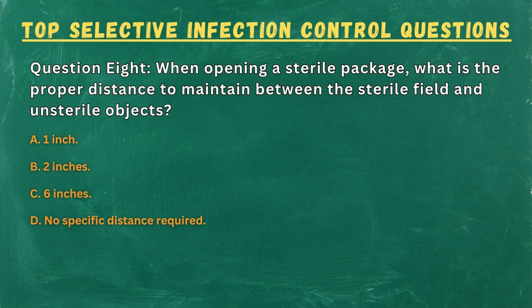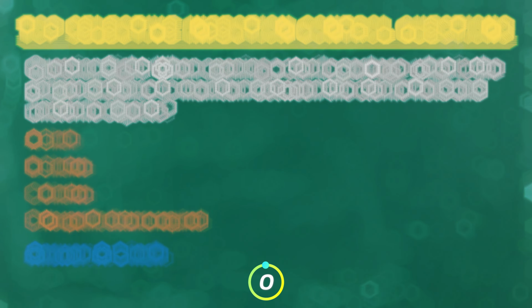Question 8. When opening a sterile package, what is the proper distance to maintain between the sterile field and unsterile objects? A. 1 inch. B. 2 inches. C. 6 inches. D. No specific distance required. Answer: A. 1 inch.